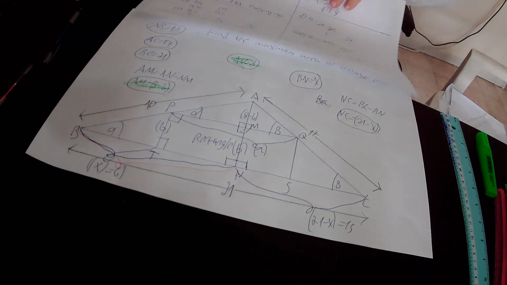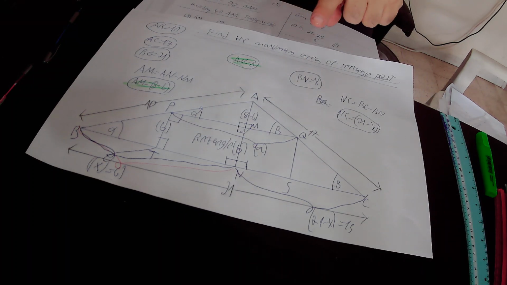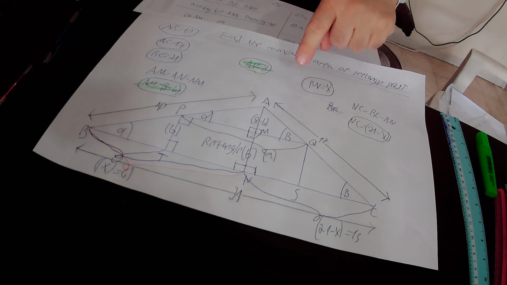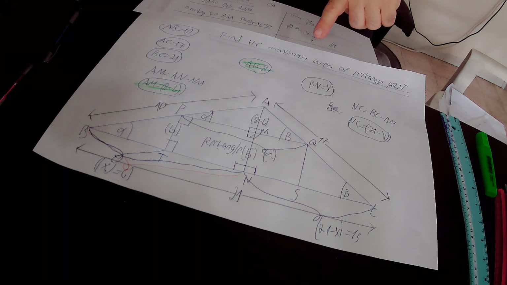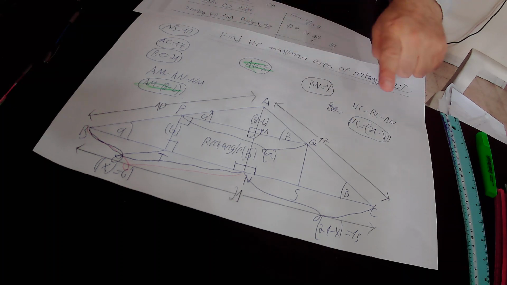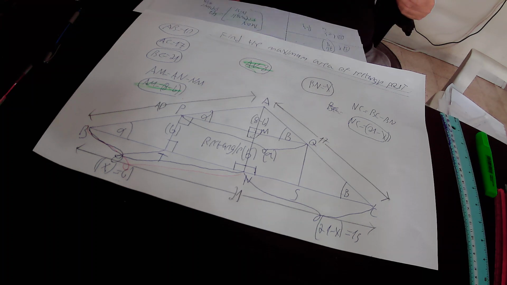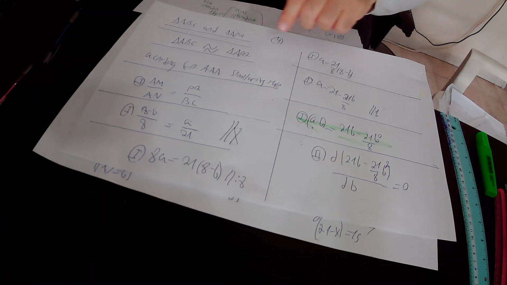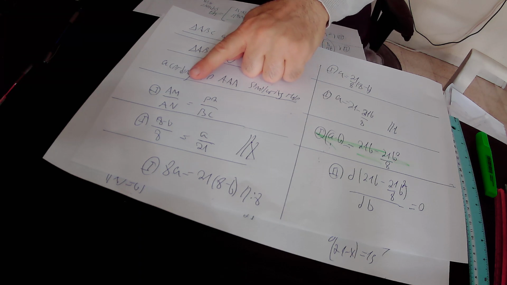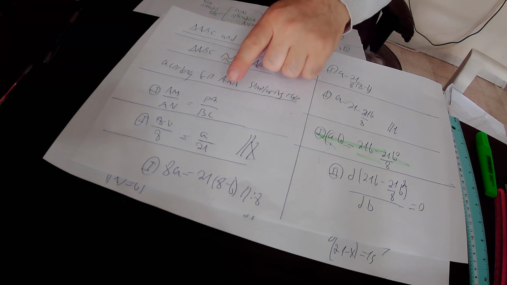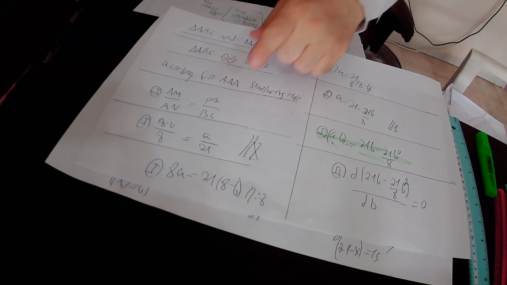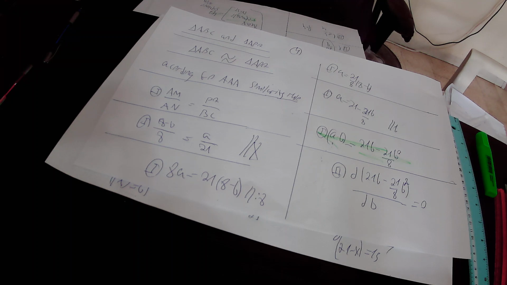So in triangle ABC and triangle APQ, it means that the height AM in the small triangle APQ over the height AN in the big triangle ABC must be equal to side PQ over side BC. Again, AM over AN, the ratio between the heights of the two similar triangles, must be equal to PQ over BC, the ratio between the corresponding sides.